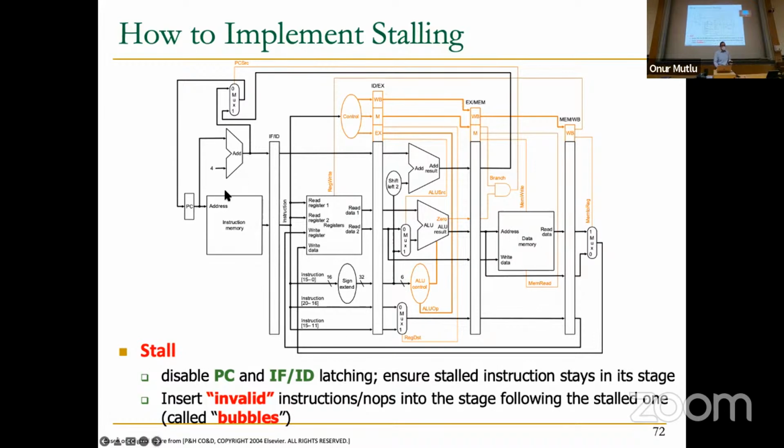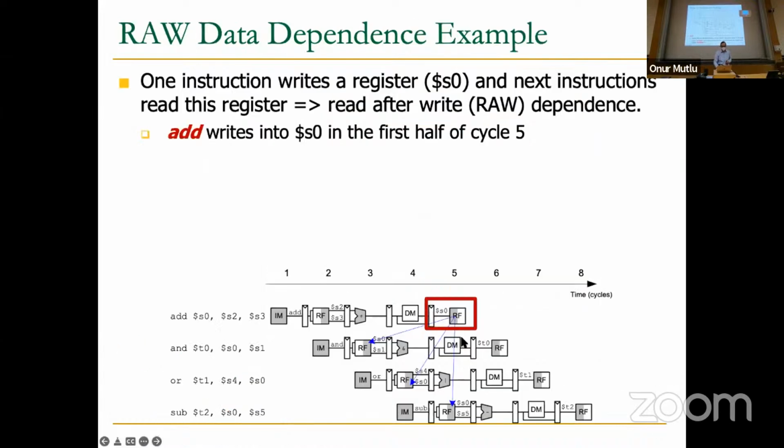That's what this says, basically: ensure the stalled instruction stays in its stage. And also, you need to do something about what happens next. This instruction over here is going to move to the next stage, and this instruction over here is going to move to the next stage. What happens to this stage? You need to insert an invalid instruction, basically, or a no-op, into the stage following the stalled one. So after this decode stage, you insert a bubble. This is called a bubble. How do you do it? There are multiple ways of doing it. You can clear everything, do no harm. Basically, you can set the control signals such that the instruction does nothing, like a no operation. Or you can have an invalid bit saying that this instruction is invalid. Your book uses a clear signal, as we will see.